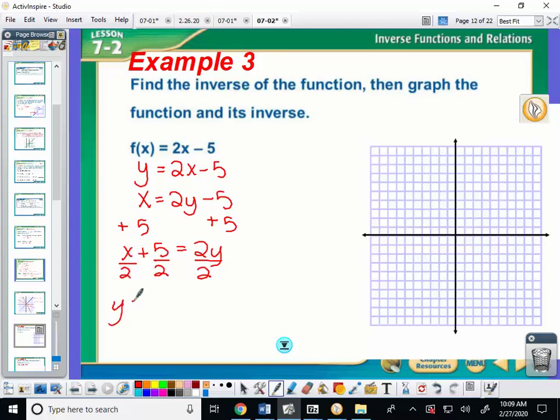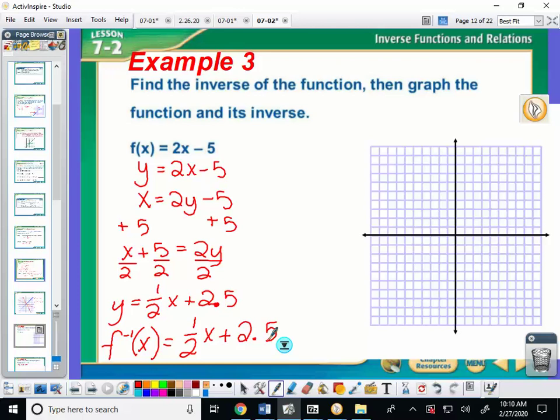So I'm going to have y equals 1/2 x plus 5 halves, or I can make it 2.5, it doesn't matter. And the very last step, we often forget that one. What do we need to do with that y? What do we call that? F to the negative 1, how do we say that? F inverse. We're going to change it to F inverse equals 1/2 x plus 2.5. I don't want you to forget that last step, because that last step is telling everyone who looks at your work that that is the inverse function.